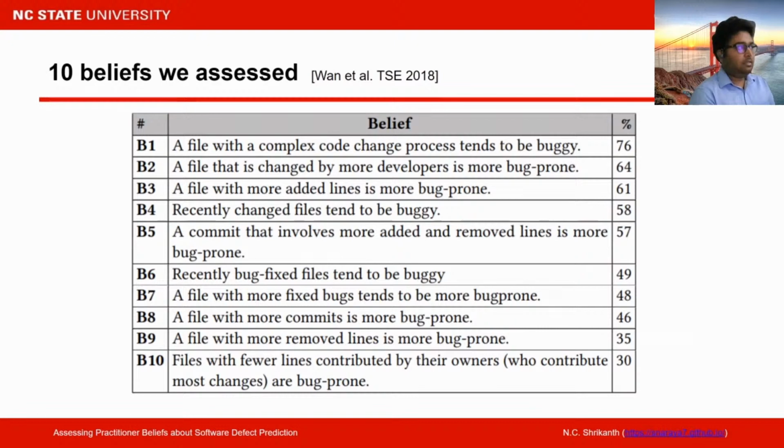In those lines, we chose 10 prevalent defect prediction beliefs from a recent qualitative study by Wan and others from a TSE article in 2018. Belief one is a file with a complex code change process tends to be buggy. That has like 76% practitioner agreement. What it means is that practitioners trust this belief more, that it would predict defects, than belief 10, which is files with fewer lines contributed by their owners who contribute most changes being bug prone.